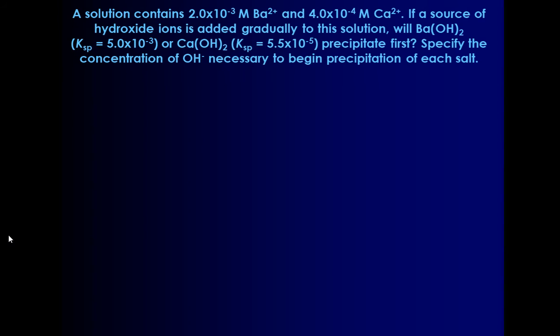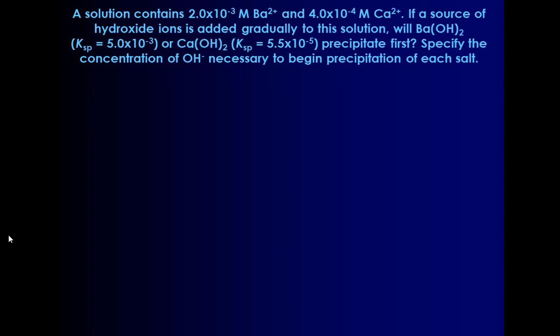There's a correction that I made on this problem. I believe yours says that barium is at 2 times 10 to the negative 4th molar. Please note I used 2 times 10 to the negative 3rd just to make the numbers a little bit more realistic. You'll see why. We have a solution that's got both barium and calcium mixed in it.